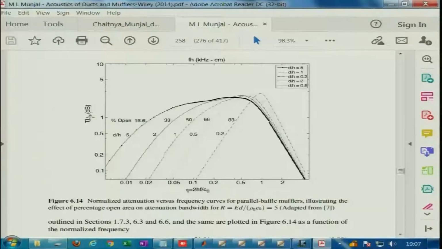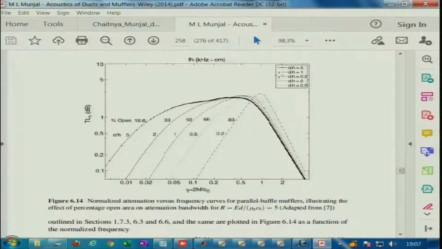So, we look at the specific transmission loss for a given d by h, say d by h equal to 5, if the ratio of the thickness of the dissipative baffle sheet to the passage distance is 5. That is this curve, and it is plotted versus the non-dimensional frequency eta, which is 2h times f by c naught, where f is the frequency in per second and c naught is the sound speed in meters per second. So, eta is the non-dimensional frequency. Apologies for the small confusion.